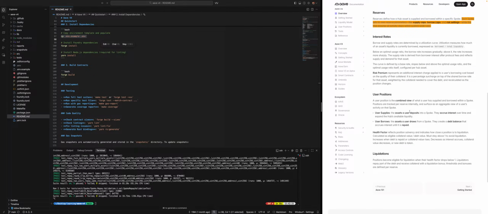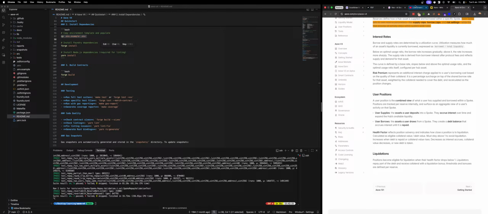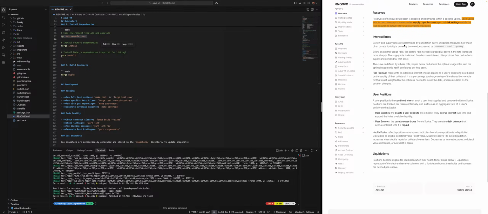Let's understand interest rates. Borrow and supply rates are determined by the utilization curve. Utilization measures how much of an asset's liquidity is currently borrowed, expressed as borrowed divided by total liquidity. Borrow and supply rates are determined by utilization.